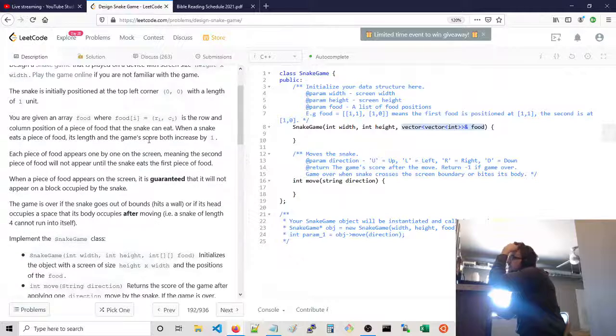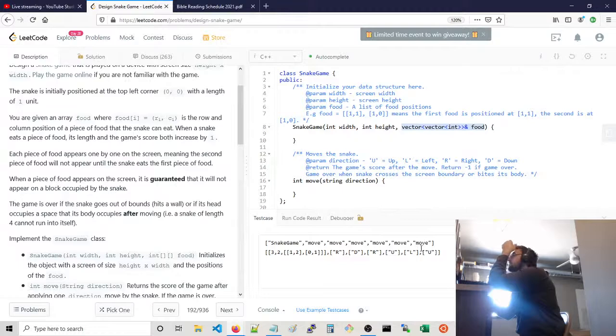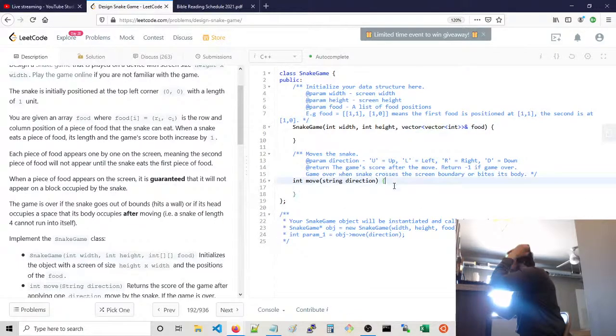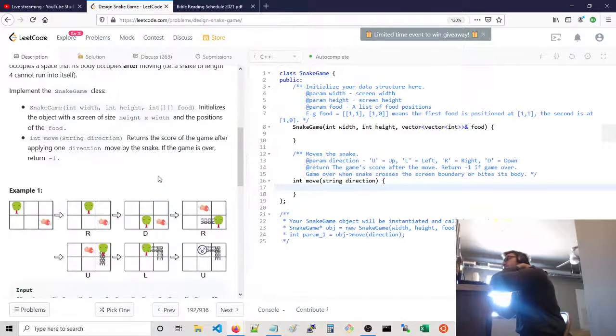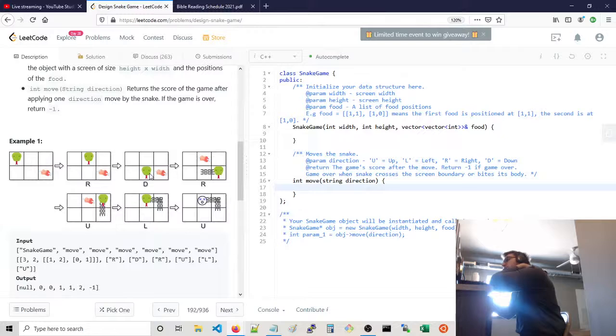If you get all the food, what are you supposed to return? I guess you just keep returning the score. I guess it doesn't matter. It just keeps returning the score on each move until either there's no more moves, or yeah, you could do it that way. Okay.